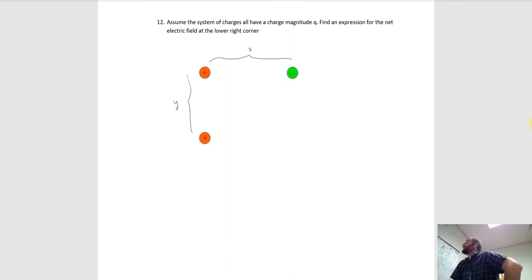Assume the system of charges are all the same. I don't mean to imply they always are, by the way. It's just an easy way to write problems, and it allows me to write questions which allow you to think about relative magnitudes.